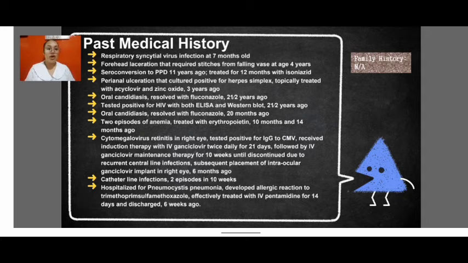Next, at the age of 8 years old, he had a seroconversion to PPD, or purified protein derivative. This was treated for 12 months with isoniazid. Next, at the age of 16 years old, he had a perineal ulceration that cultured positive for herpes simplex. So this was topically treated with acyclovir and zinc oxide.